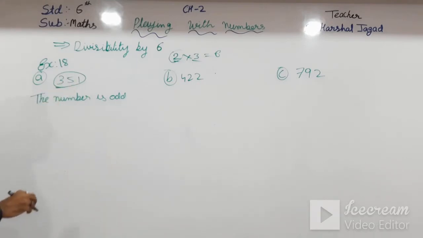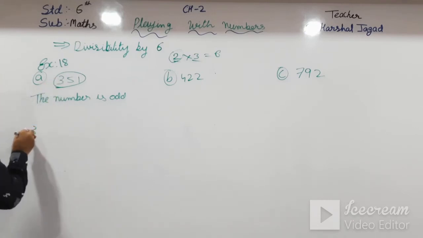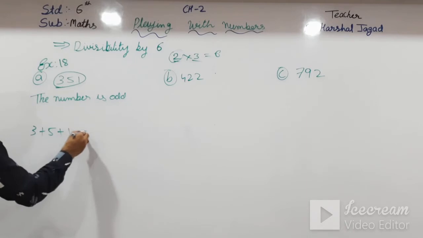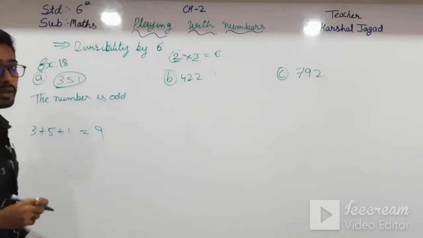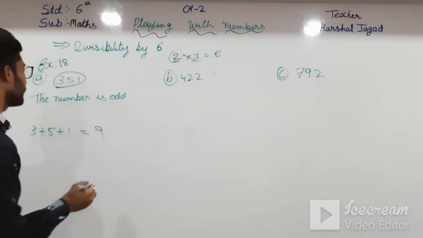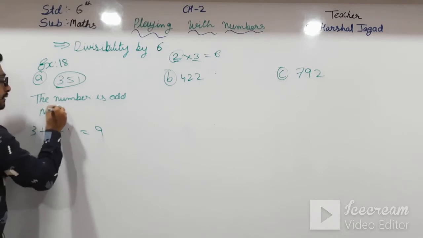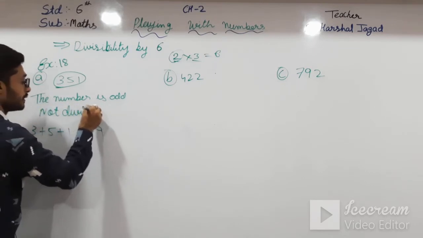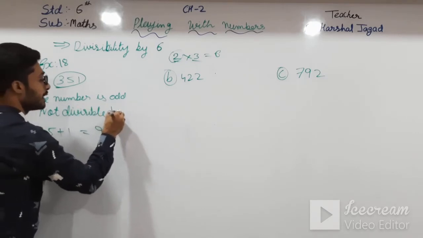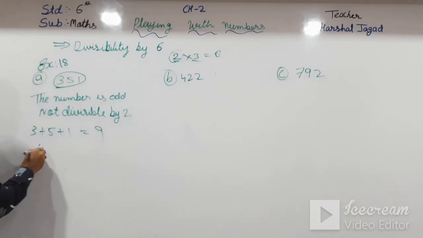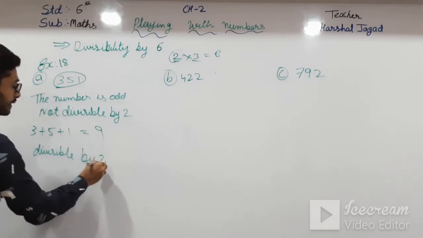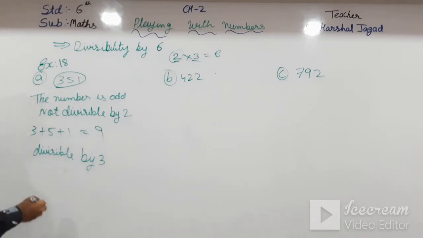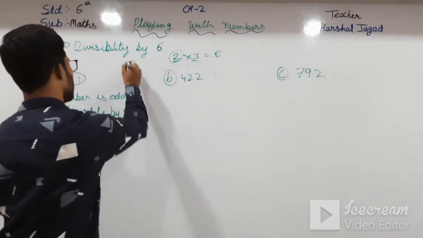So here, is it divisible by 3 or not? We have to find the total. 3 plus 5 plus 1, this is 5 plus 3, 8 plus 1, 9. Yes, it is divisible by 3, but it is not divisible by 2. Not divisible by 2, divisible by 3. Okay, students, so this is not divisible by 6. Moving towards the another one.